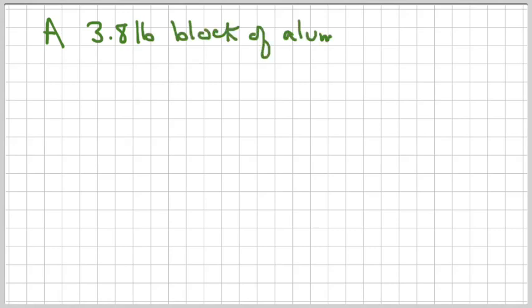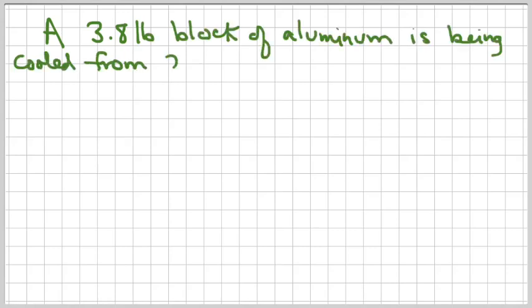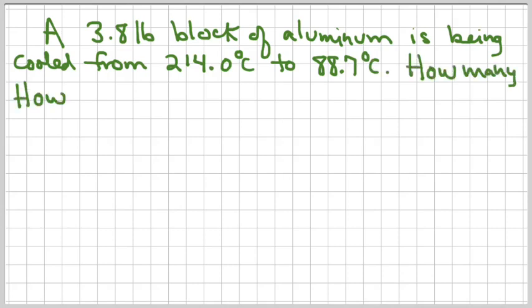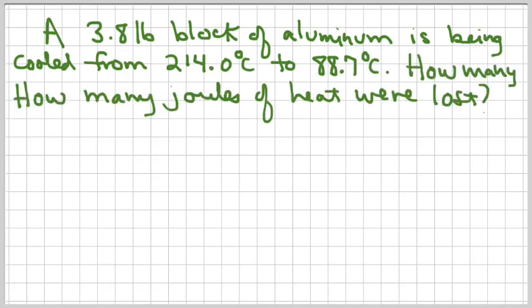In this problem, we're going to look at a calorimetry situation. In particular, I'm looking at this block of aluminum metal that starts off at a relatively high temperature and is being allowed to cool down to a lower temperature. And I'm going to want to figure out how much heat is being released as this takes place.